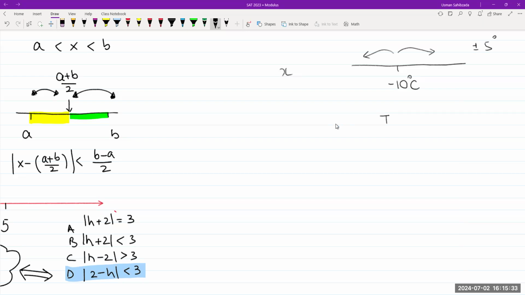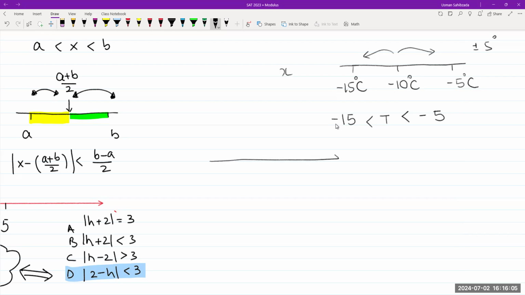You say, okay, T is ranging. If you add 5 to -10, you end up getting -5 Celsius. If you take away 5 from -10, or subtract a further 5, you get -15 degrees Celsius. So you know that the temperature range is from -15 to -5. Now you need to express that as a modulus.